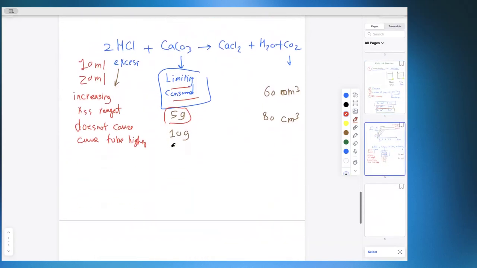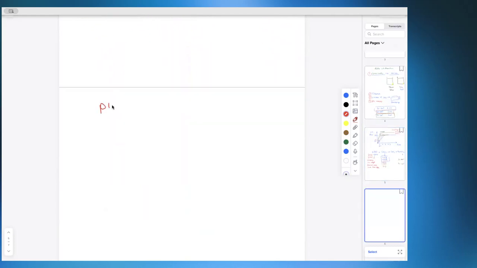It has a relationship with what? With the concentration of what? Concentration of hydrogen ions, very good. If the pH is less or more, this means the concentration of H plus is less or more. So if there is less or more H plus concentration, the rate of the reaction is going to be faster or slower.